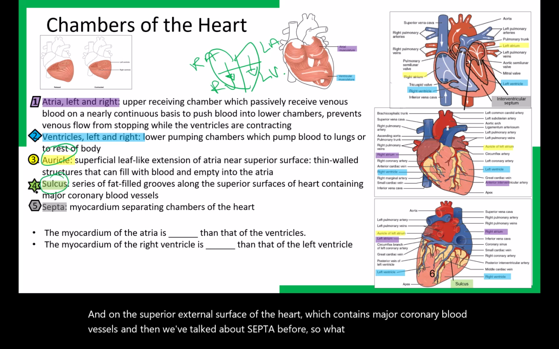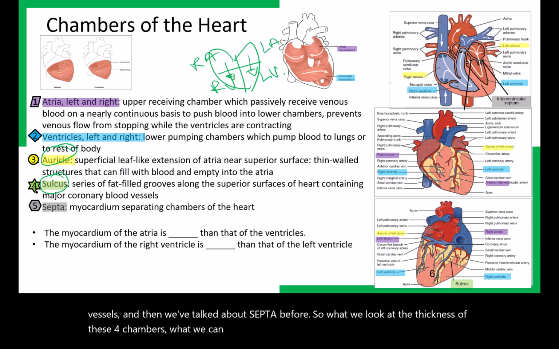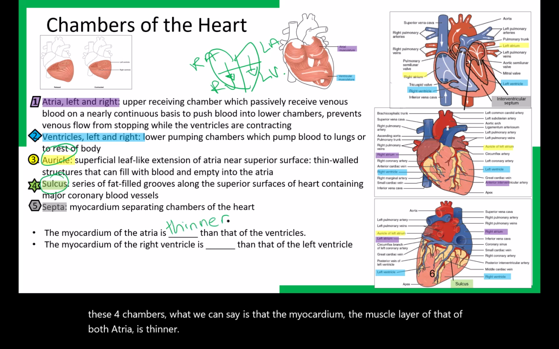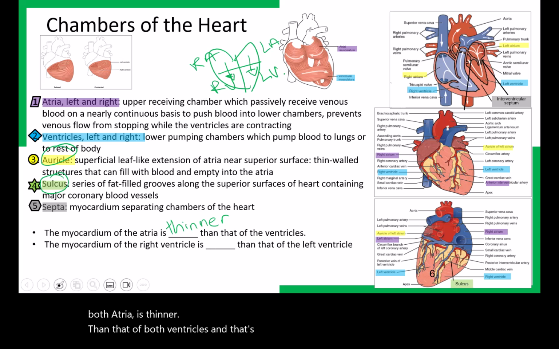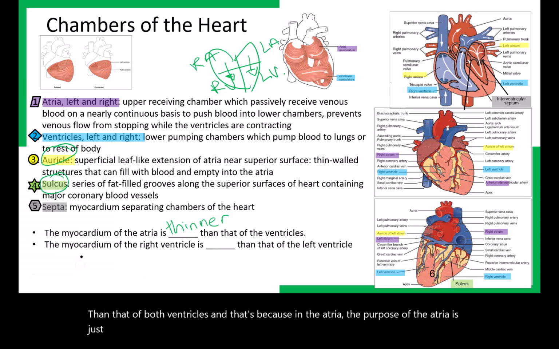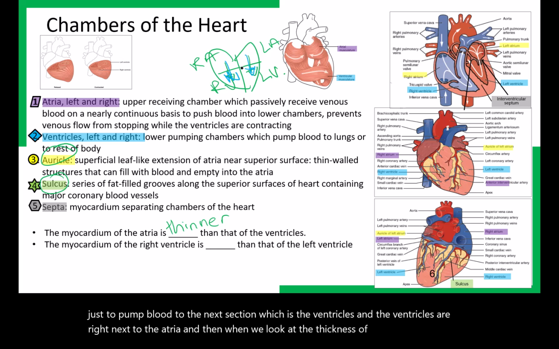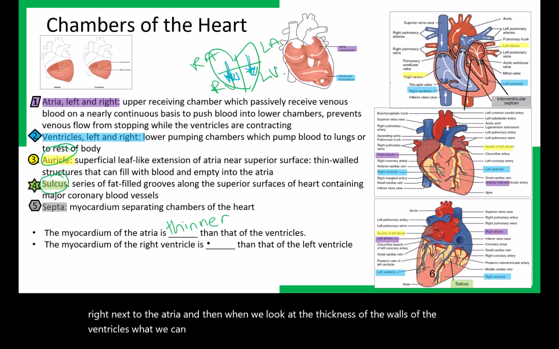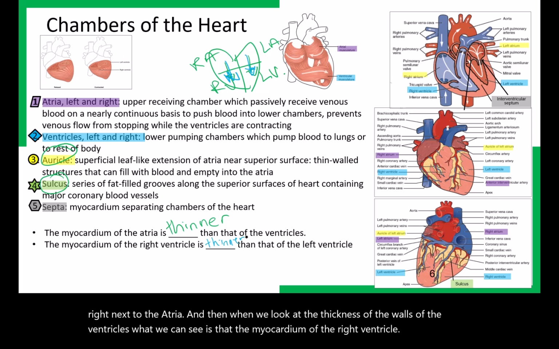When we look at the thickness of these 4 chambers, what we can say is that the myocardium, the muscle layer of both atria, is thinner than that of both ventricles. That's because the purpose of the atria is just to pump blood to the next section, which is the ventricles, and the ventricles are right next to the atria. And when we look at the thickness of the walls of the ventricles, the myocardium of the right ventricle is thinner than that of the left ventricle.